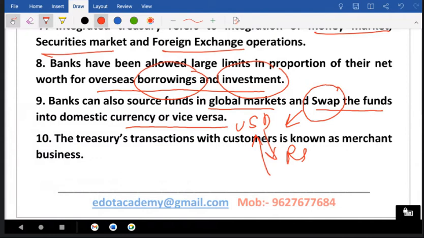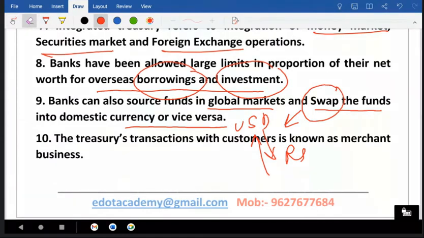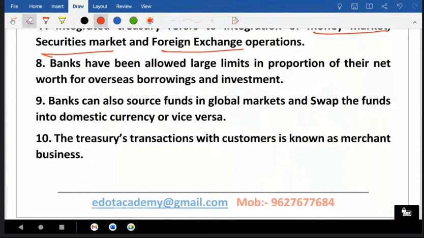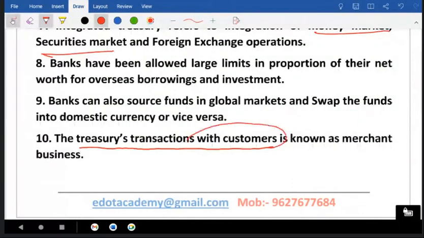Then next, treasury's transaction with customers is known as merchant business. This is very, very important. That means treasury is also involved in merchant business. Treasury also deals with direct customers, the big customers who want to invest in foreign exchange and the money market. So whenever the treasury conducts business with the customer directly, without the branches coming into contact in between, this is known as merchant business.